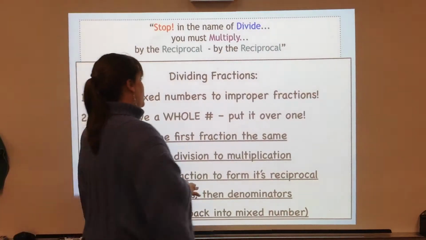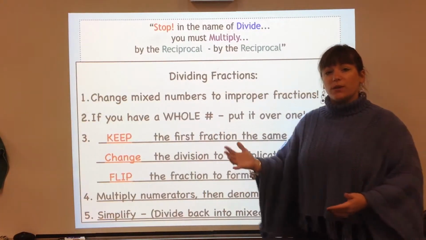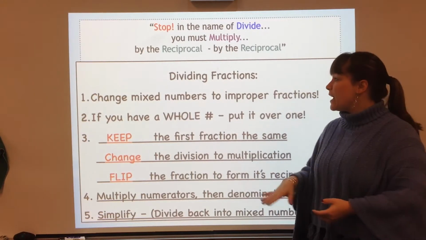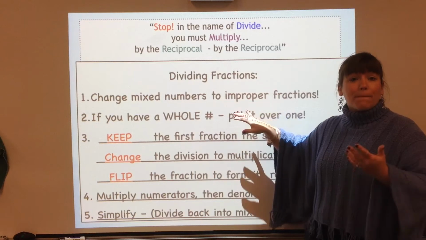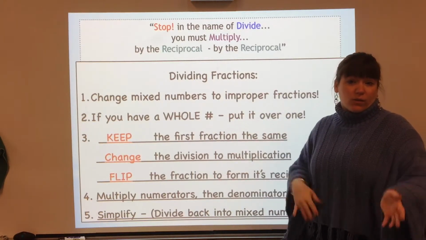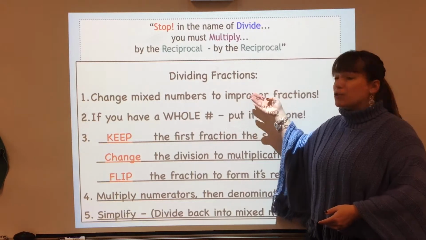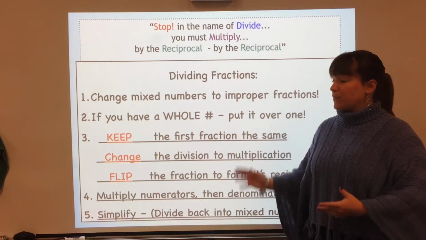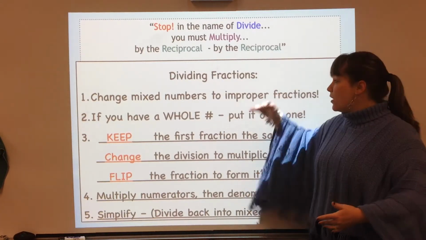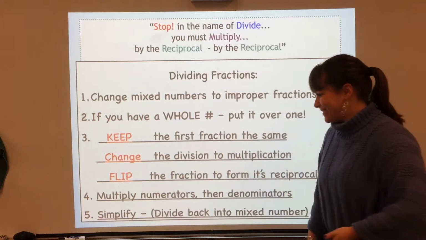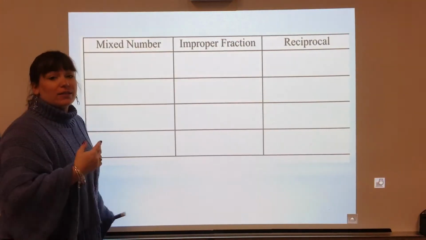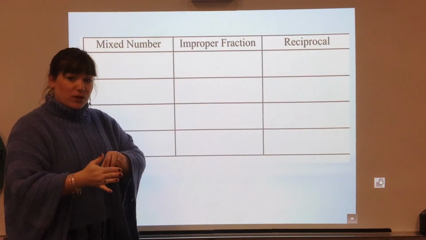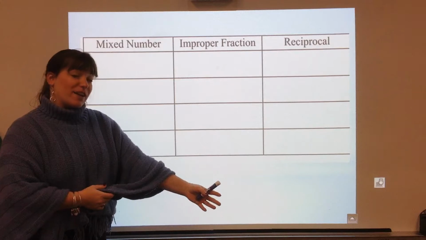I have this up again just to remind you that we are going to be doing the same steps. The only thing today is that it is a mixed number for one of your dividend or divisors. So you're going to have to change the mixed numbers to improper fractions before you keep change flip. So the steps stay the same. We're just now focusing on mixed numbers today. Before we start examples, I want to just review how to take a mixed number, change it to an improper fraction, and then find its reciprocal.